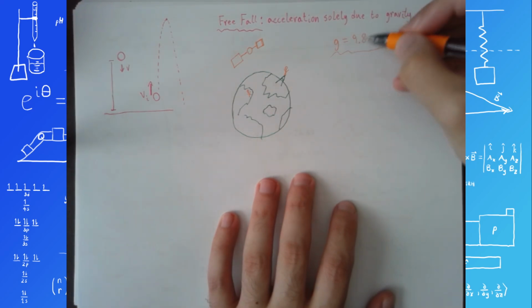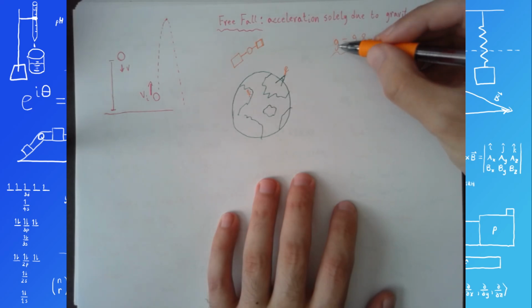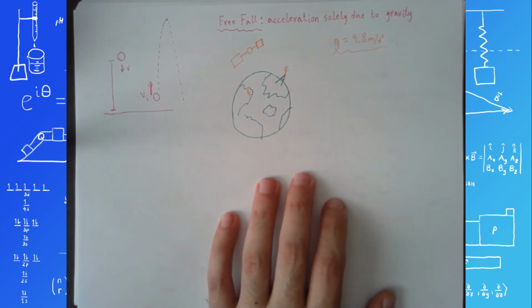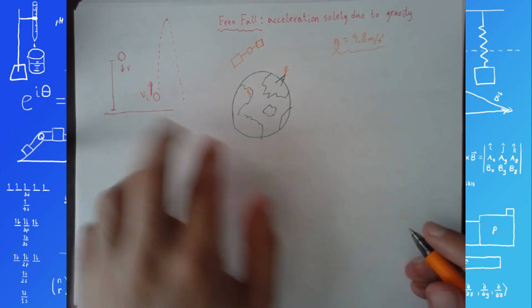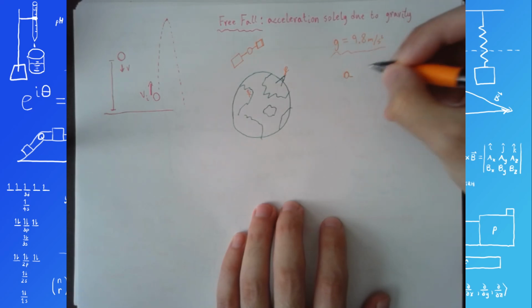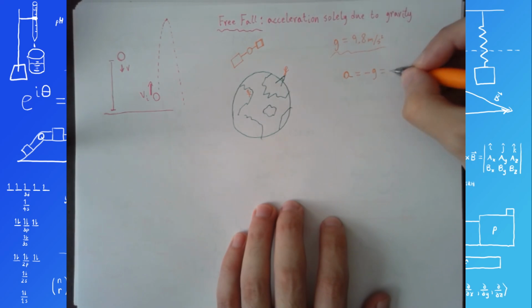Notice that this is the magnitude of the acceleration due to gravity. So g is always going to have a positive value of 9.8 meters per second squared. We will usually define down as the negative direction for objects in free fall. So we will say the acceleration is equal to the negative of g, which is negative 9.8.